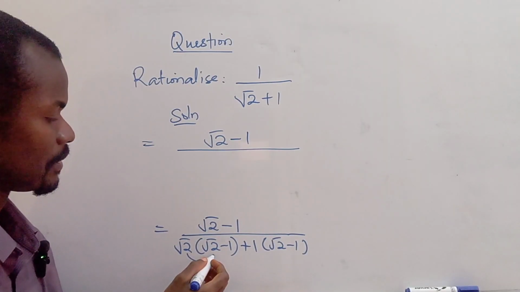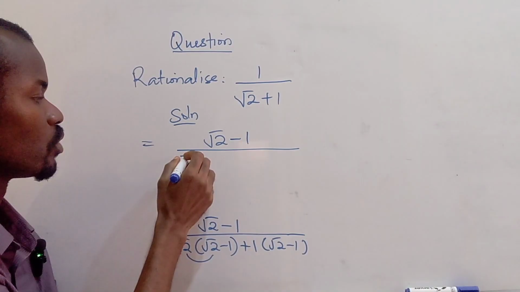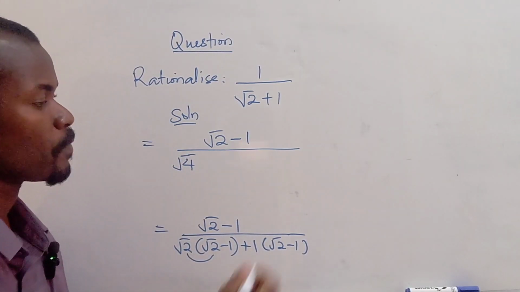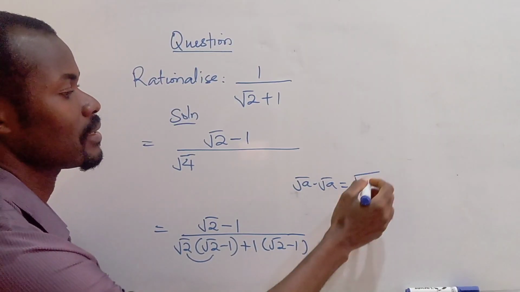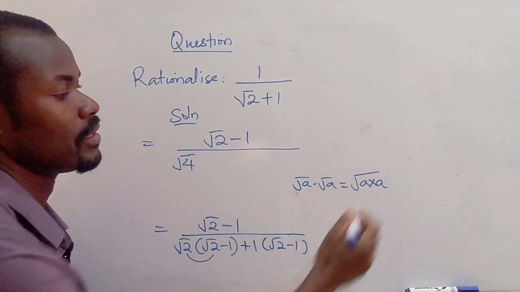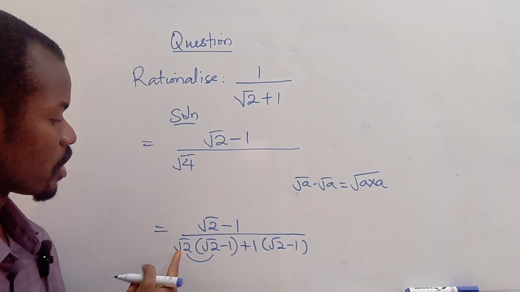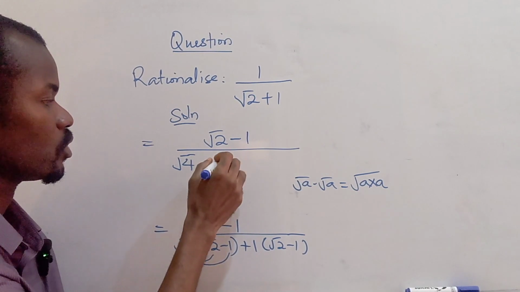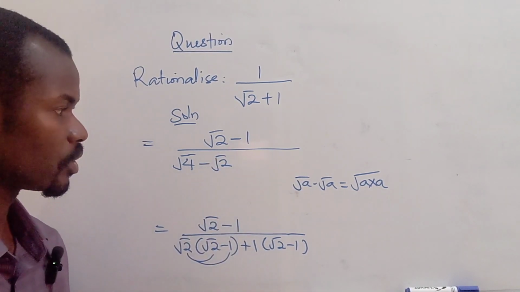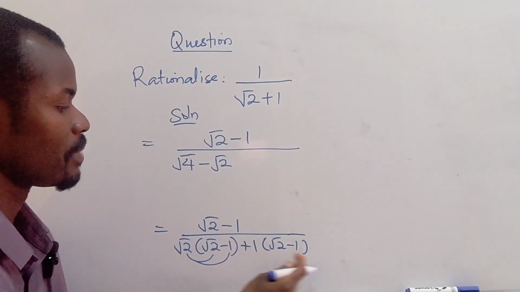Now this time this is still square root 2 times 2, which is 4. If we have square root a multiplied by square root a, you can write this as square root a times a. So 2 times 2 is 4. Now square root 2 multiply minus 1 is going to give us minus square root 2. Now we are going to work on this other part.